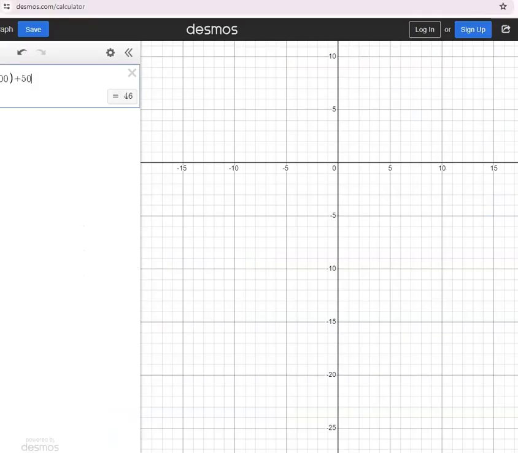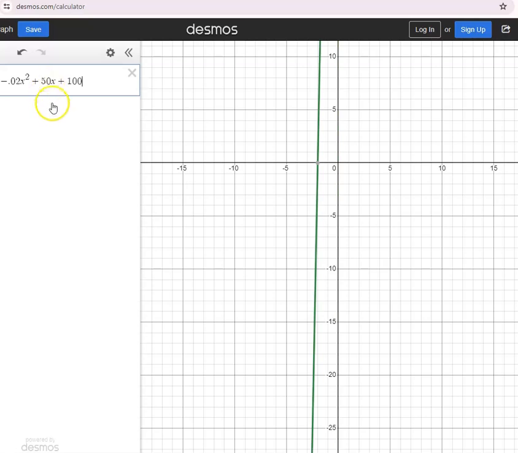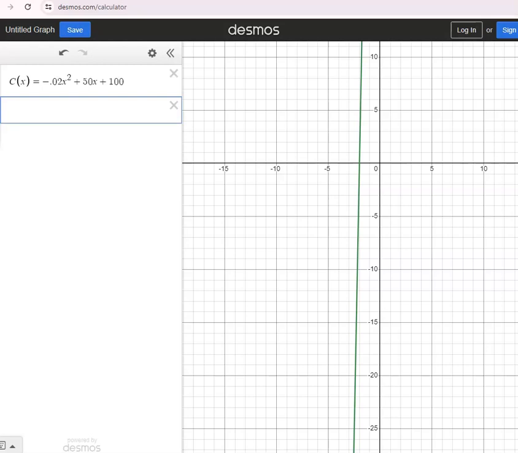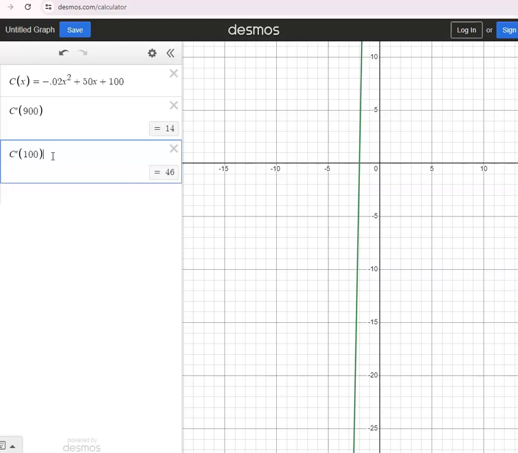Let me go back to Desmos here and show you that real quick. So if I put in C of x, the original function was negative 0.02x squared plus 50x plus 100. And then Desmos will do C prime at 900. I'm getting 14. Look at that, big difference. Remember, when we did it originally at 100, we had 46, right? Here it is at 900, it's only 14.